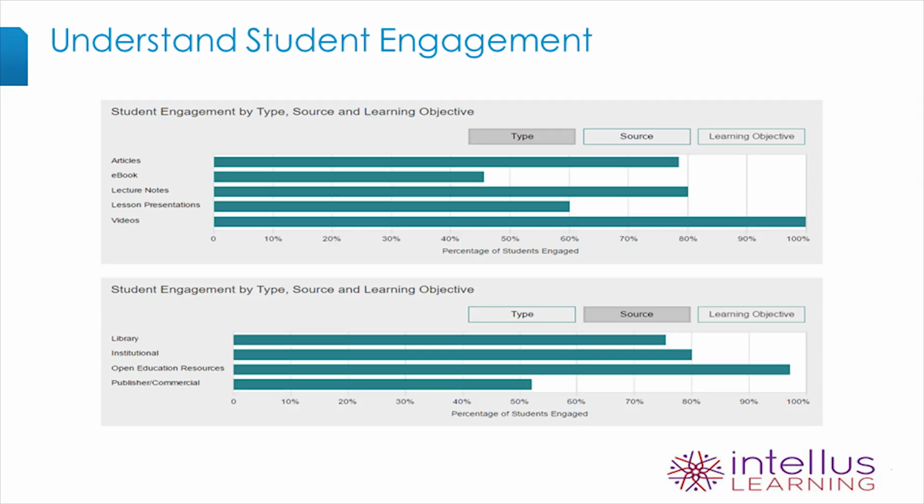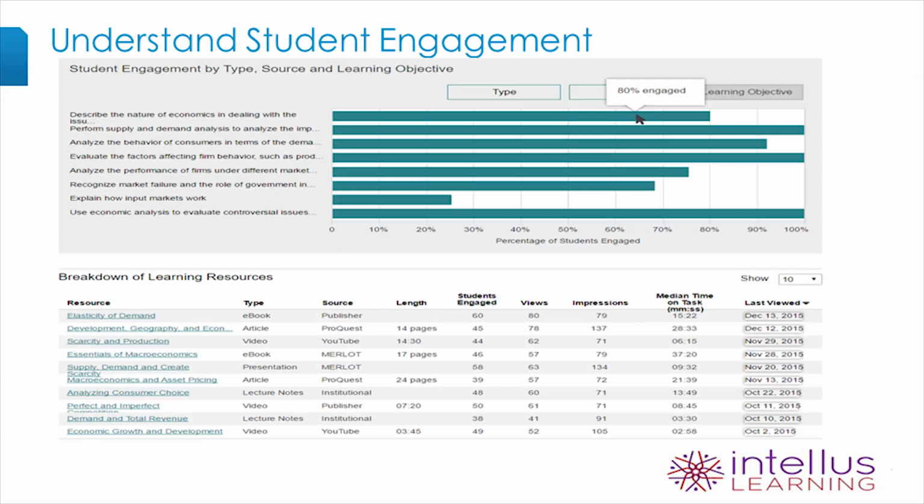Here are reports around student engagement based on type and source and learning objectives. So you can see, most of my students are engaging in videos, but not the ebook as much. Most are engaging in whatever OER content I've published in this course, but the publisher content they're engaging in least, and you can make some determinations around why that might be and what you might want to do to tweak your course moving forward.